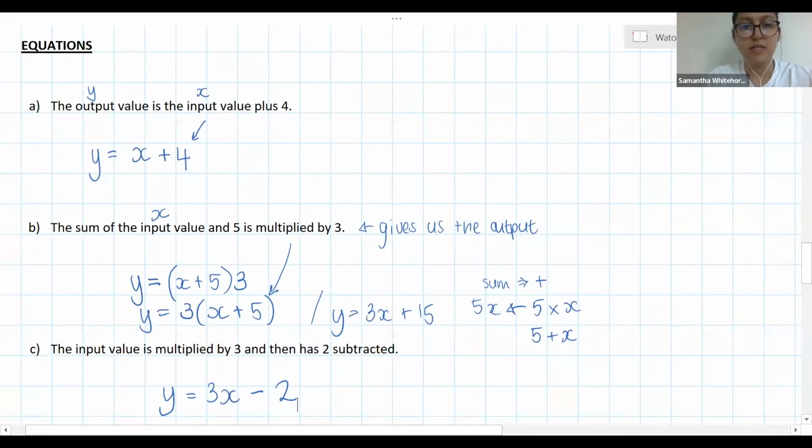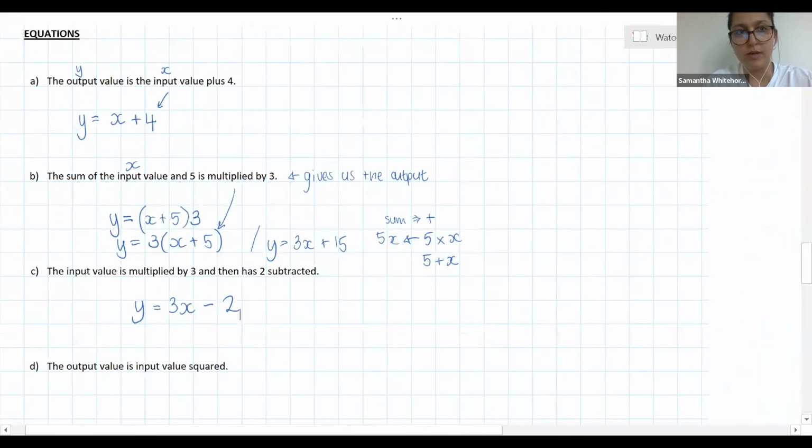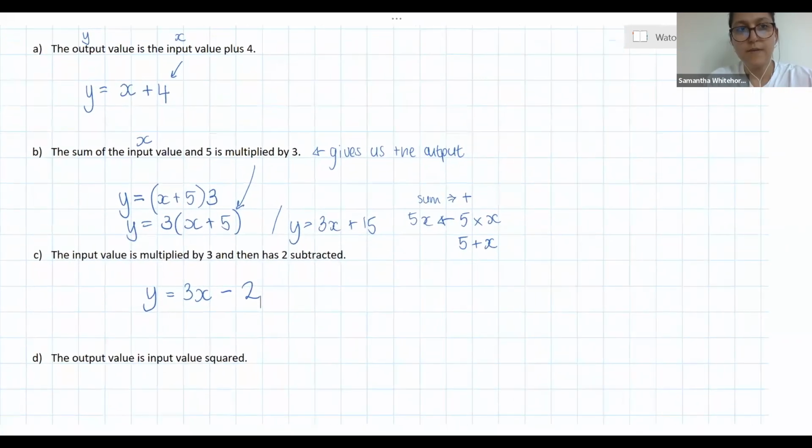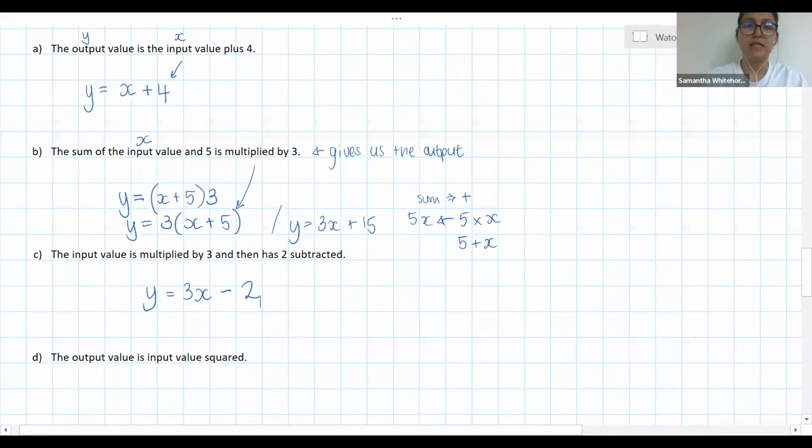Right, I'm just going to make this a tad smaller because we've got one more and then we can get it all on one page. The last one says the output is the input value squared. So who wants to give this one a go? Carly, what do you think?